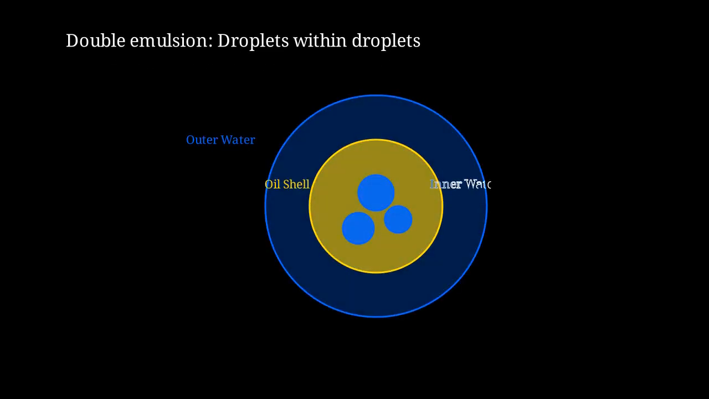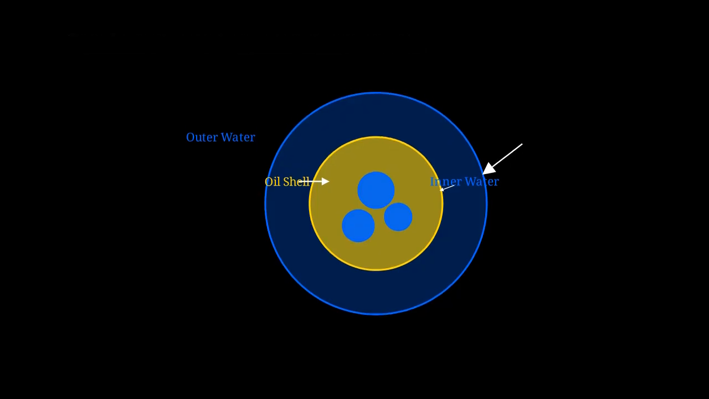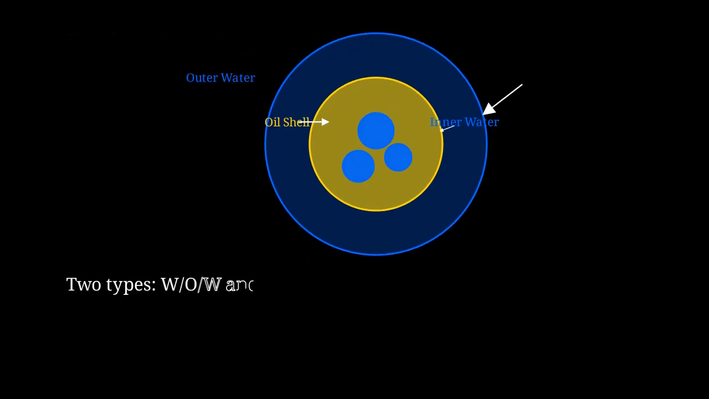This is a water in oil in water double emulsion, written as W/O/W. We have inner water droplets surrounded by an oil shell, all suspended in an outer water phase. There are two main types: water in oil in water, which we just saw, and oil and water in oil, where you have oil cores inside water shells inside an oil continuous phase.